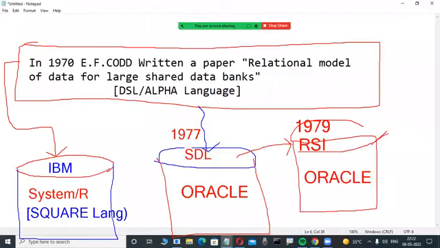Again, in 1982, they are changing what? This RSA company name into where? Changing name only. In 1982, they changed the RSA company name into Oracle Corporation.